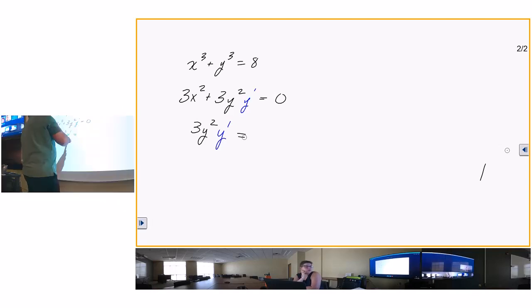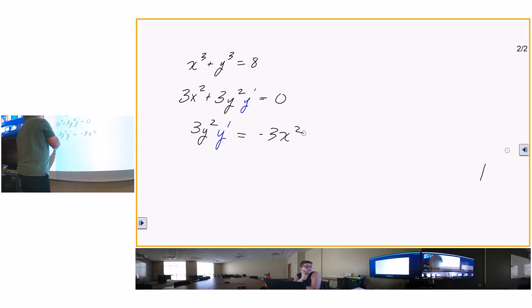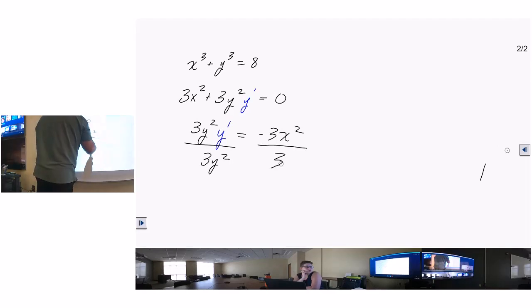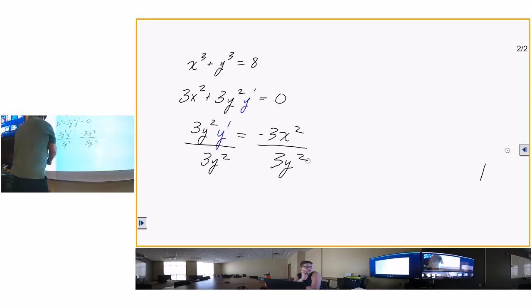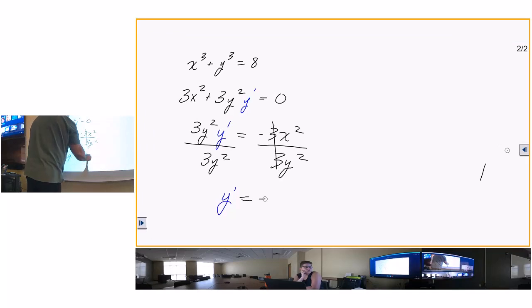3y squared y prime is equal to negative 3x squared, divided by 3y squared, 3y squared, and y prime is equal to negative x squared over y squared.